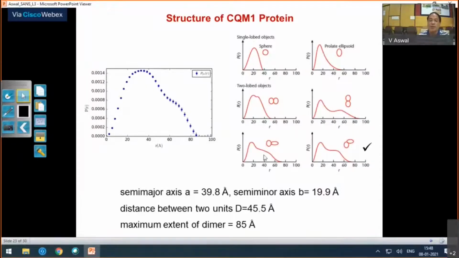And also you can model how these are connected with each other. So what we found was the distance between two units is about 45.5 angstrom. From the model analysis, you find that this is the possible structure of the dimer system. So there you can see that your D will be of the order of 55.5, and they are non-spherical unimers. So this can come from combining your P of R calculation with the model analysis.